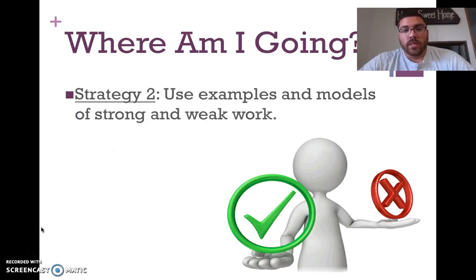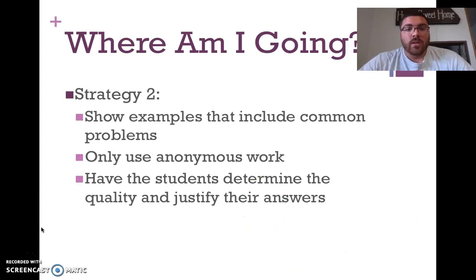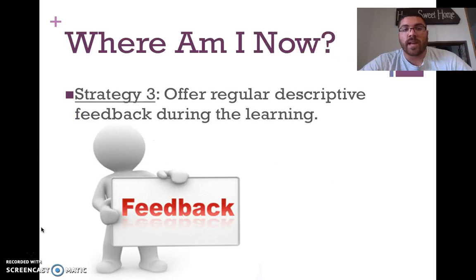Strategy 2 uses examples and models of strong and weak work. This shows them a better understanding of what they can expect from you. So, you want to show examples that include common problems that you may see or things you'll be focusing on in their grading. You only want to use anonymous work when doing this, and you also want to have students determine the quality of the work themselves as well as justify their answers.